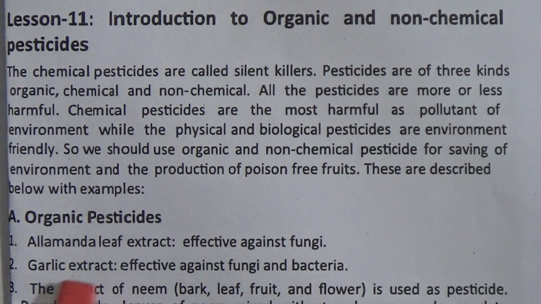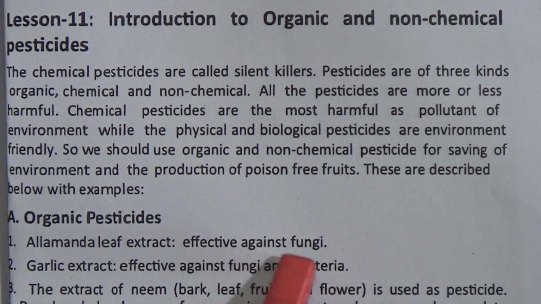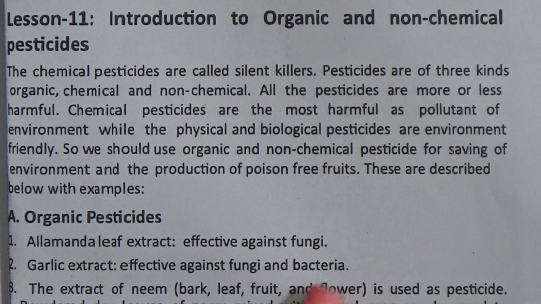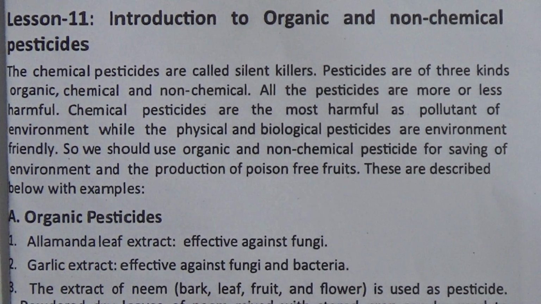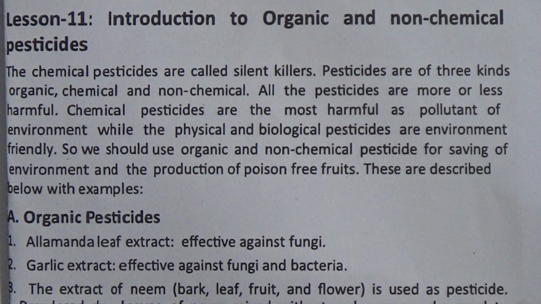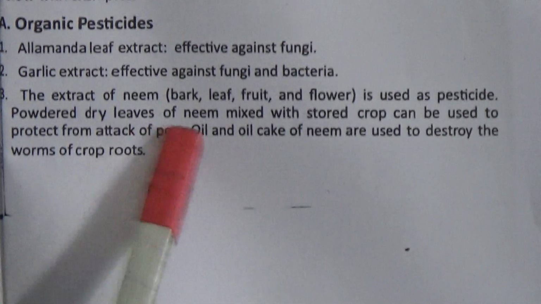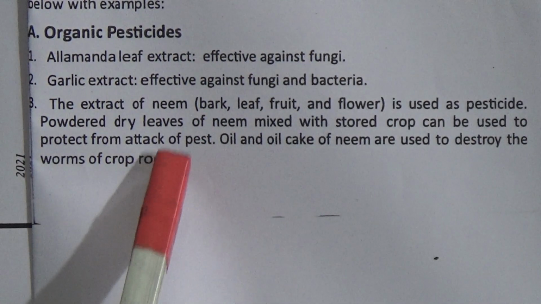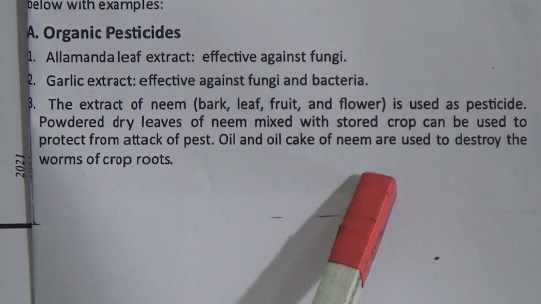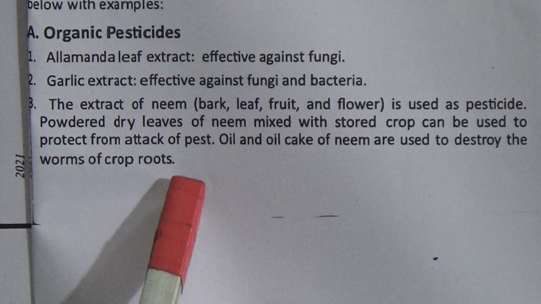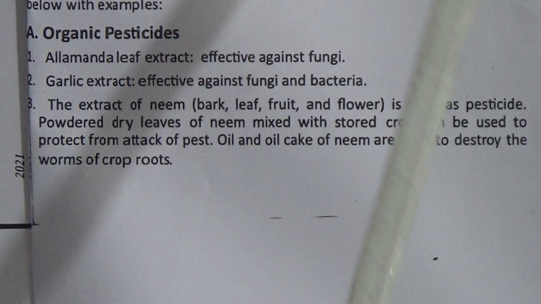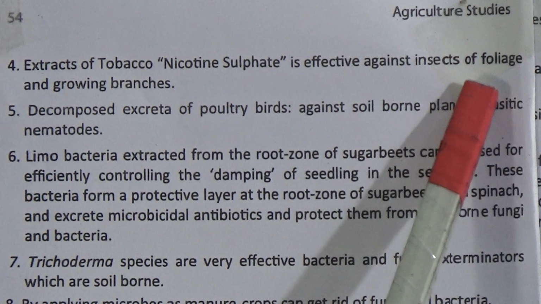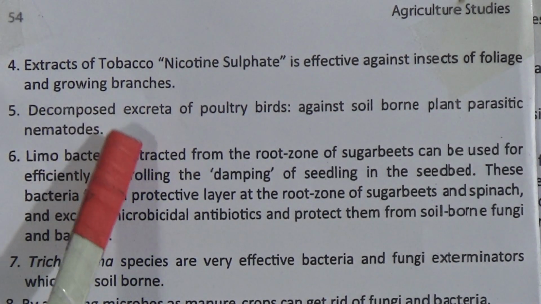Organic pesticides. Alamanda leaf extract is effective against fungi. Garlic extract is effective against fungi and bacteria. The extract of neem, bark, leaf, fruit and flower is used as pesticide. Powdered dry leaves of neem mixed with stored crop can be used to protect from attack of pests. Oil and oil cake of neem are used to destroy the worms of roots. Extracts of tobacco, nicotine sulfate is effective against insects of foliage and growing branches.